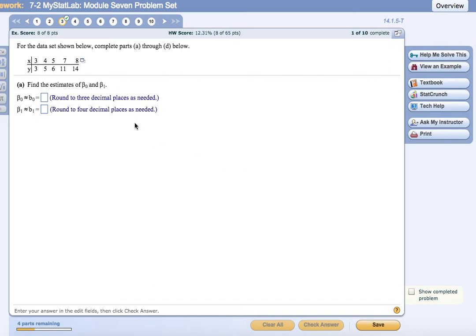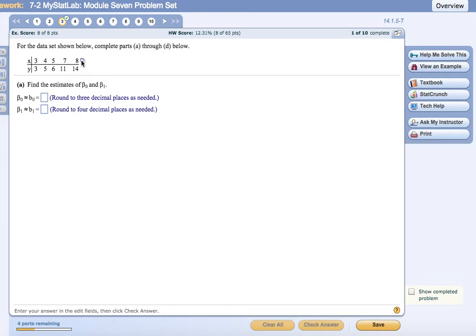And I'm going to be going over this problem today. So here we have this data set and we're asked to find the estimates of beta naught, which is the y-intercept, and beta sub 1, which is the slope. And here are the symbols for the estimates.